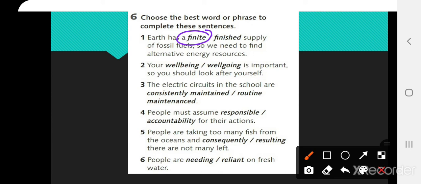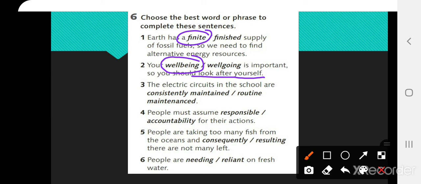2, your well-being or well-going is important. Well-being means health. Is it your health that is important or your progress is important? You should look after yourself. When I say here, you should look after yourself, take care of yourself. So we care about what? We have to care about our well-being, okay? So it's your health.